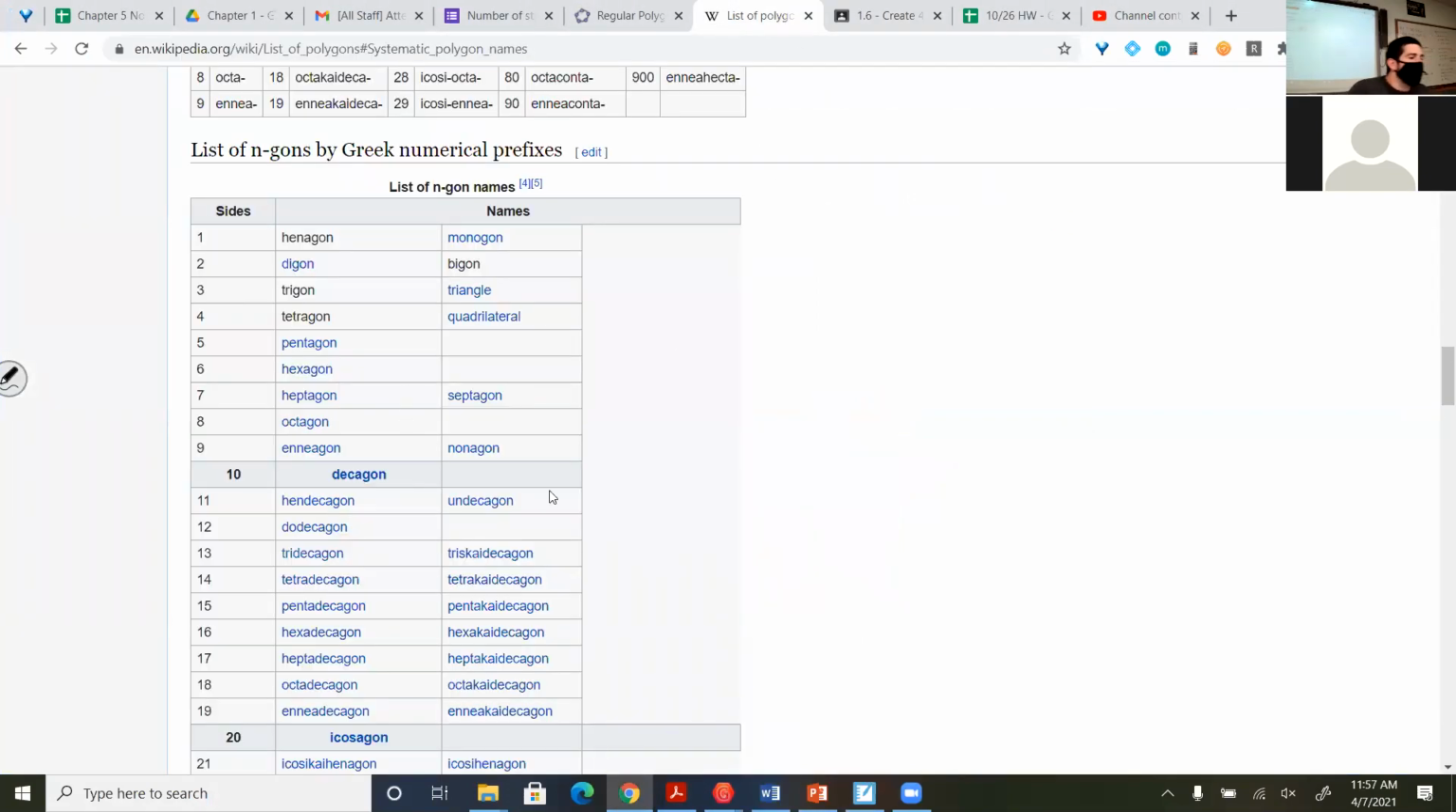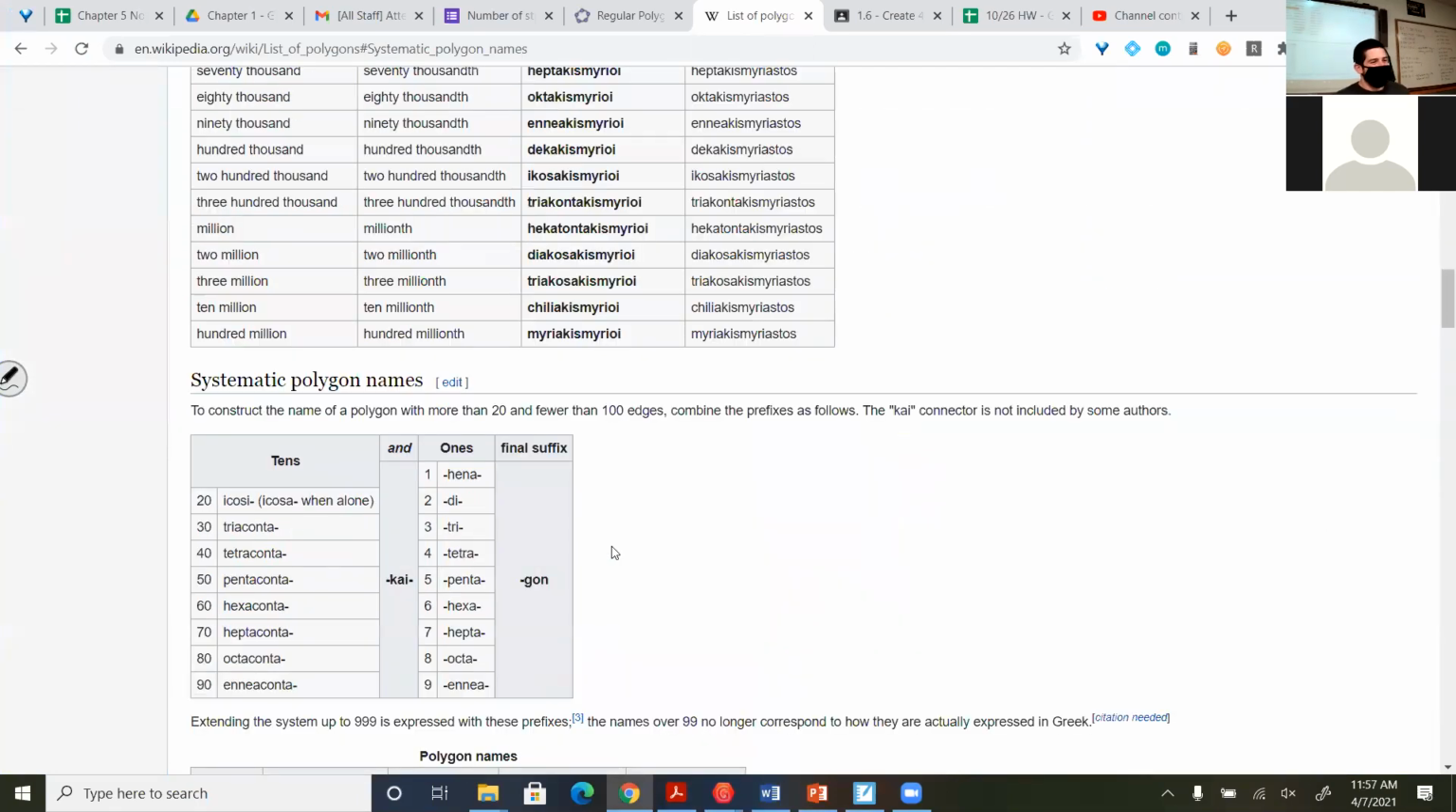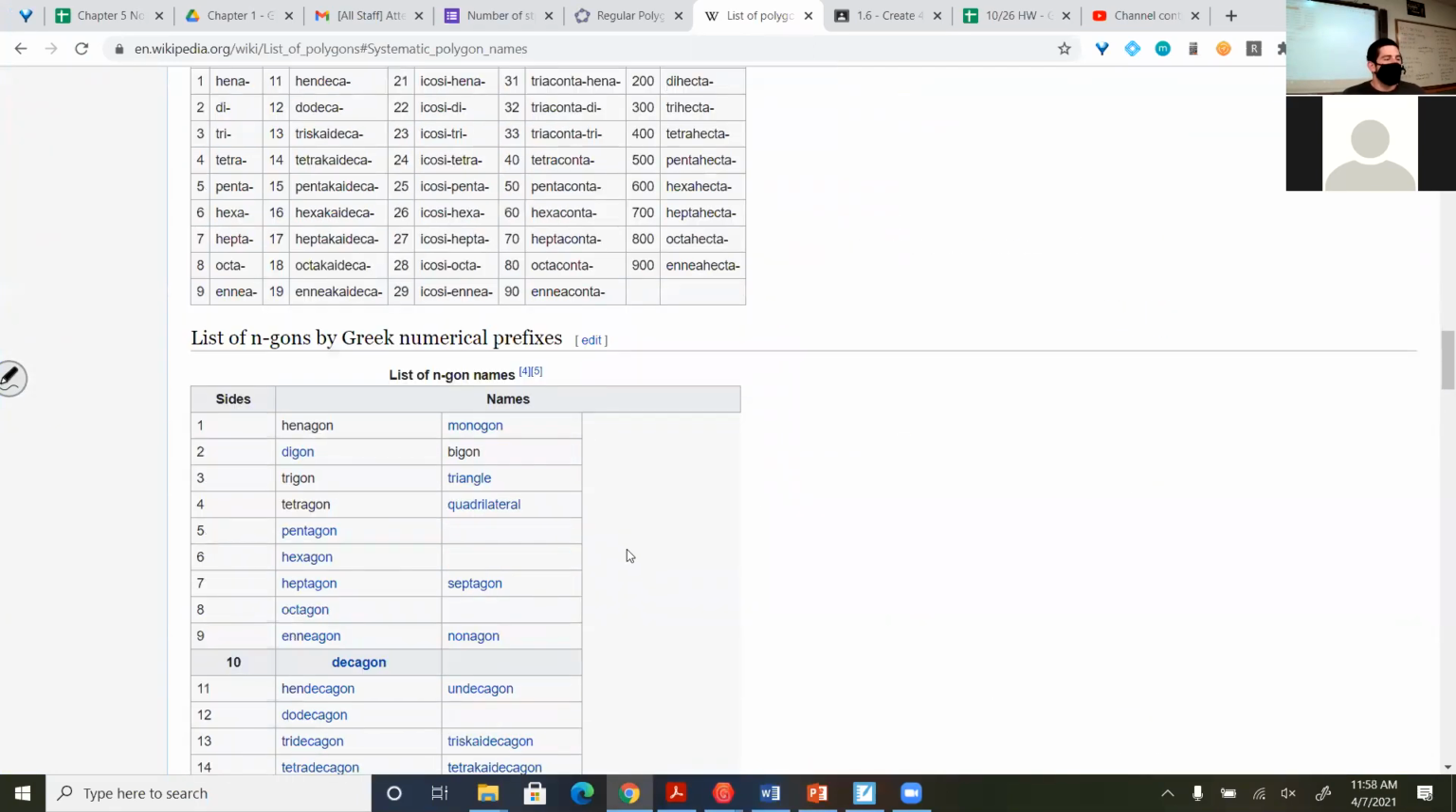Well, hedron would be three-dimensional. I don't know. That's a dodecahedron, or a dodecagon is a 12-sided shape.